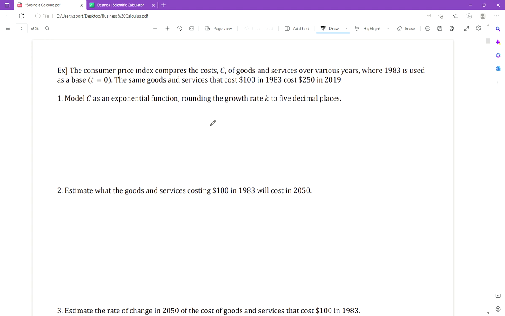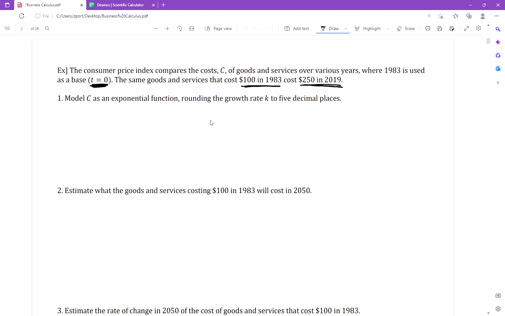All right, it says the consumer price index compares the cost C of goods and services over various years, where 1983 is used as a base. So that's our t equals 0. 1983 is the base, meaning that's when t should be 0. The same goods and services that cost $100 in 1983 cost $250 in 2019. Now they want us to model C as an exponential function, rounding the growth rate k to 5 decimal places.